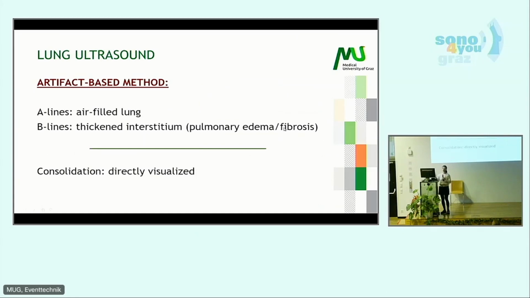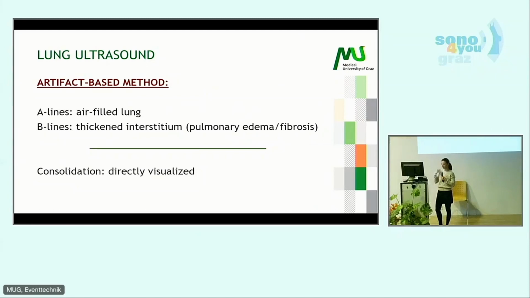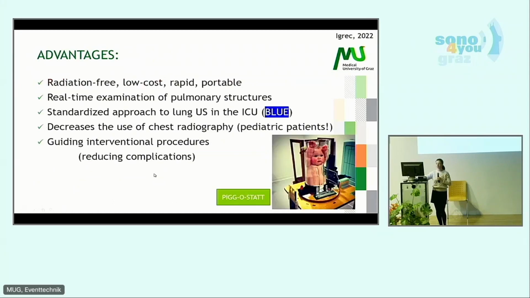So let's say something about ultrasound. It's mostly an artifact-based method in the lung, while in other body parts it is like direct visualization, but in the lung we are looking at artifacts. We have A lines, typical for air-filled lung, and B lines, which happen in thickened interstitium, so pulmonary edema and fibrosis. Advantages of this method, as you all know: ultrasound is radiation-free, low-cost, rapid, portable, real-time.